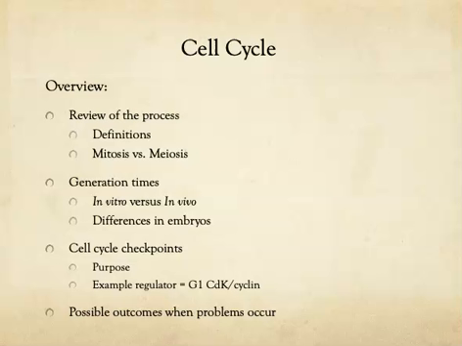First, we're going to define exactly what the cell cycle is. We're going to look at the different stages, including a comparison of the M phase that occurs in both somatic cells and reproductive cells. In other words, a comparison of mitosis versus meiosis.